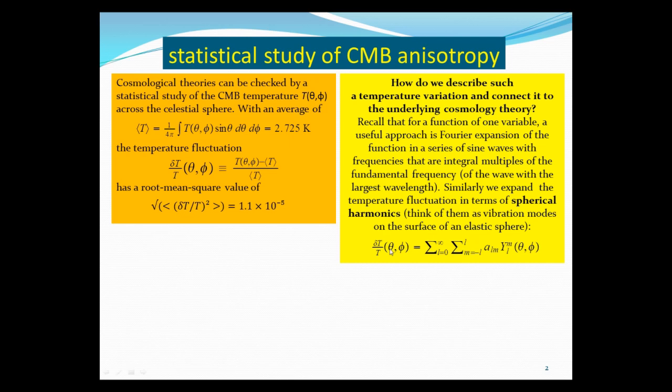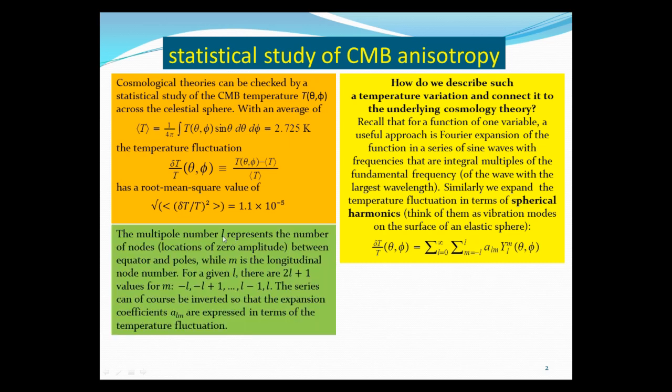Here's the temperature fluctuation expanded in terms of spherical harmonics, and here's the expansion coefficient. L goes from 0 to infinity, and the m value goes from minus L to plus L. So the multipole number L represents the number of nodes, locations of zero amplitude, between the equator and the pole, while m is the longitudinal node number. For a given L, there are 2L plus 1 values of m, going from minus L to minus L plus 1, and so on until plus L.